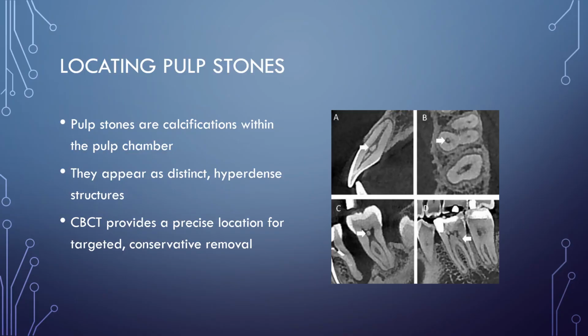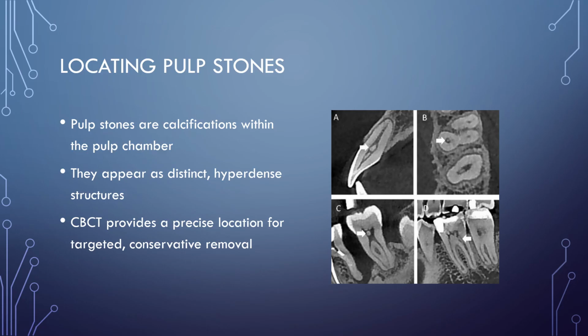Pulp stones or denticles are discrete calcified masses found within the pulp chamber or the root canal space. While often an incidental finding, large pulp stones can present a significant clinical challenge during endodontic treatment by physically blocking access to the canal orifices.